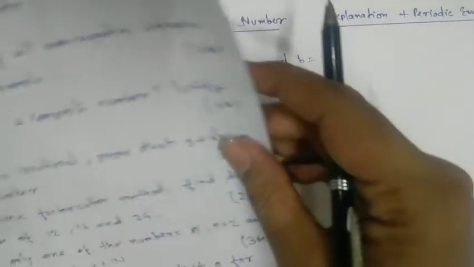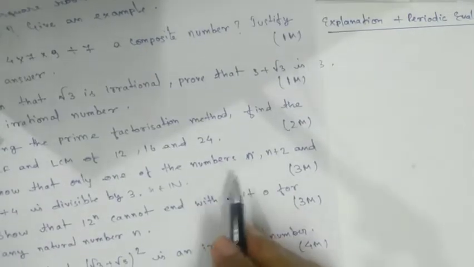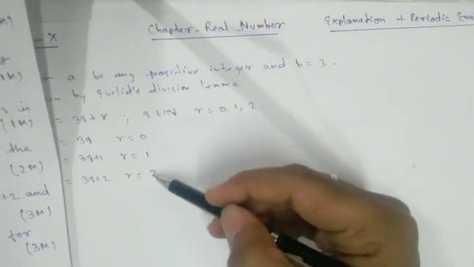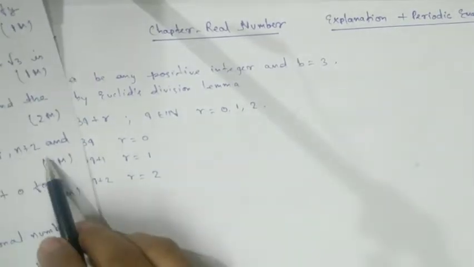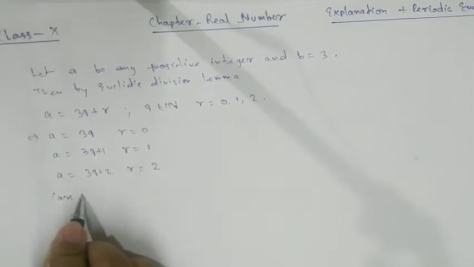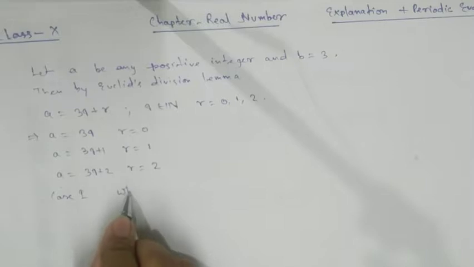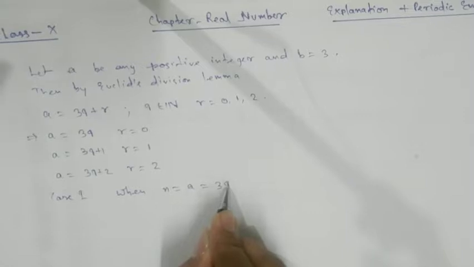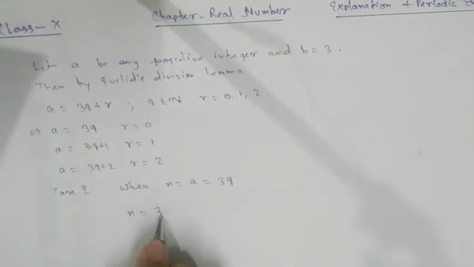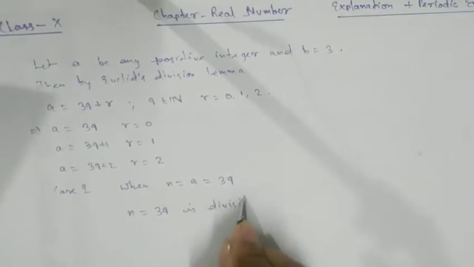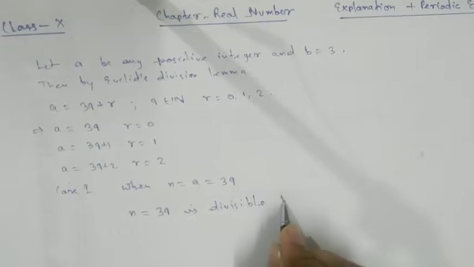Now you can see what they are asking, that n is any natural number. So we need to see three cases, which are supporting which one. Okay, so let's say case 1, when n equals a equals 3q. You can see that n equals 3q is divisible by 3.